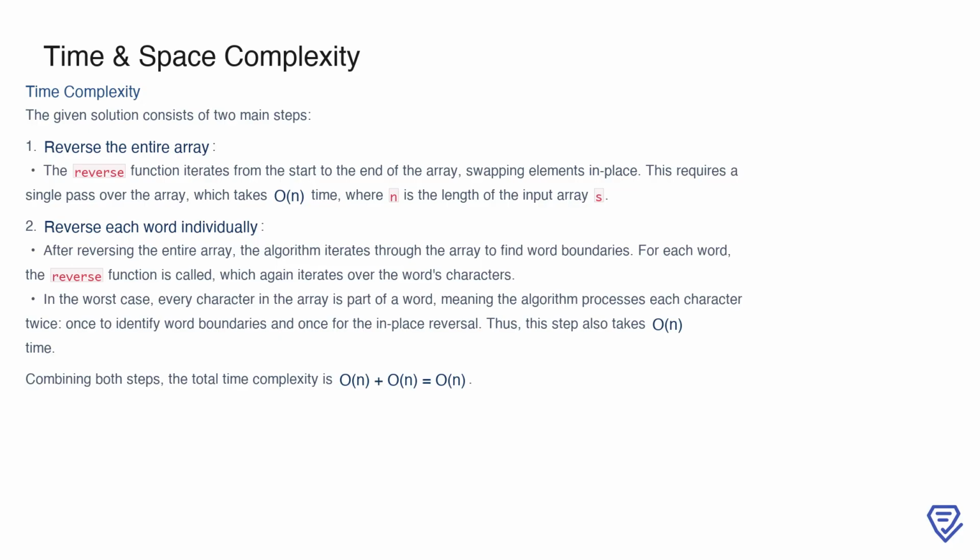This step begins by identifying the boundaries of each word in the array and then calling the reverse function to reverse the characters within those boundaries. In the worst-case scenario, every character in the input array belongs to a word, meaning each character is processed twice, once to locate the word boundaries and once to reverse the word in place. This also results in O(n) time. When we combine the time complexities of these two steps, we get n plus n, which simplifies to O(n). This shows that the solution is linear in time complexity with respect to the size of the input.